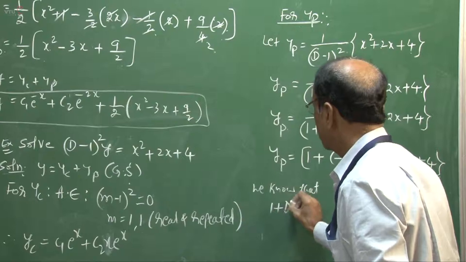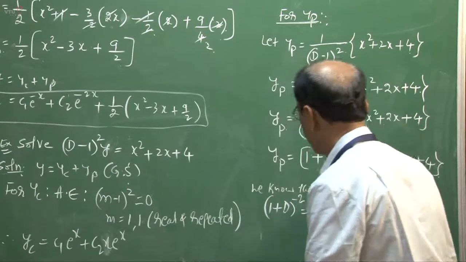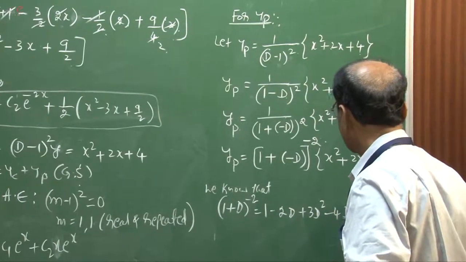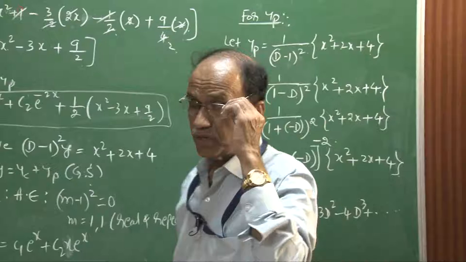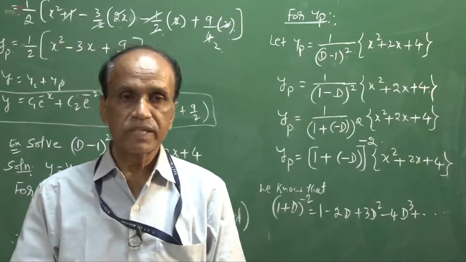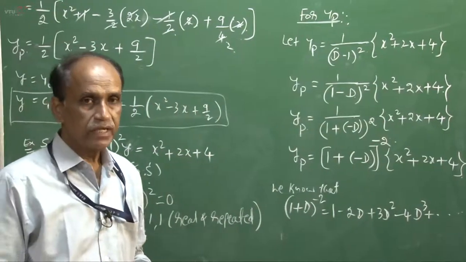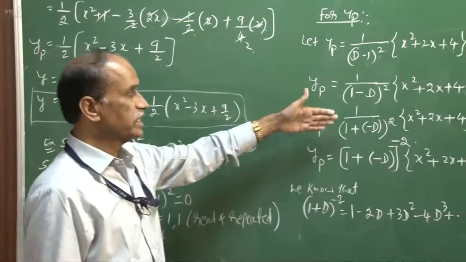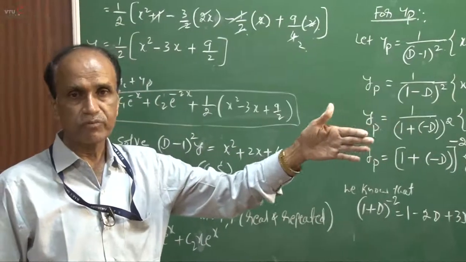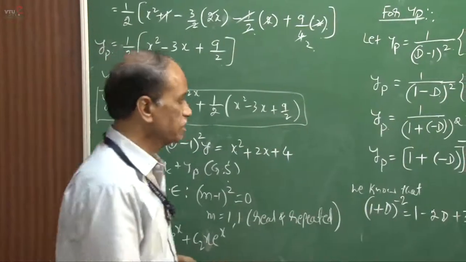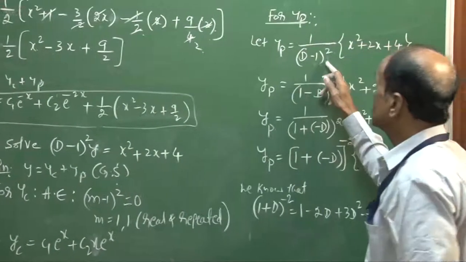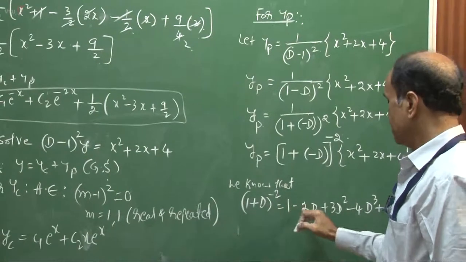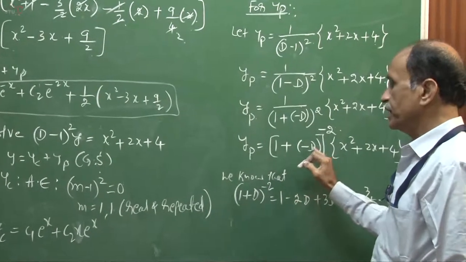We know that (1 plus D) whole to the power minus 2 is equal to 1 minus 2D plus 3D square minus 4D cube, and so on. This formula you must remember for applying whenever you get second degree in the denominator, and another formula, as I mentioned, whenever you get first degree in the denominator. Because when you take it to the numerator, it becomes the inverse of the same power that appeared in the equation. Here, D minus 1 whole square, we made it as (1 plus of minus D) whole to the power minus 2. Then you have to replace D by minus D everywhere.